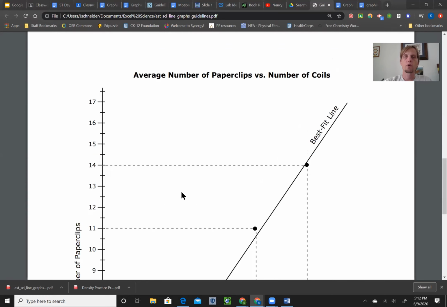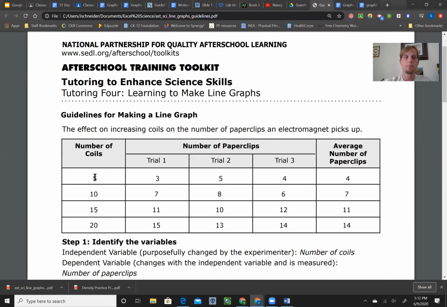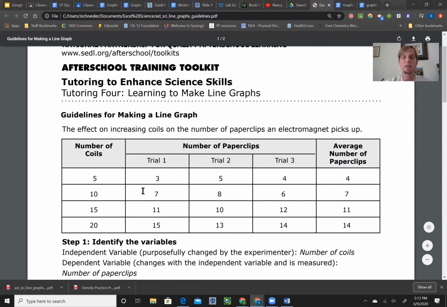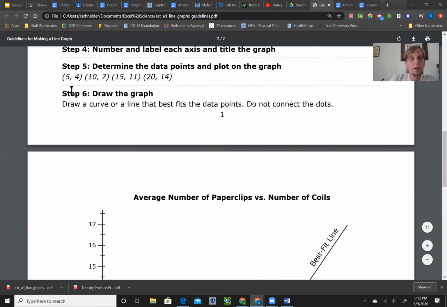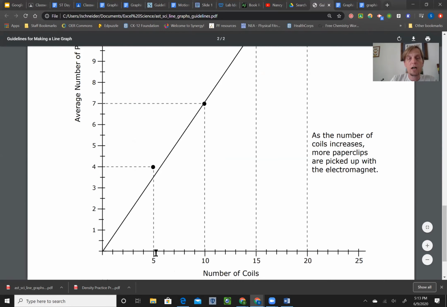So you look at your first one, your data, and it's probably best to rewrite this. And when you rewrite it, you'd write 5 and 4, 10 and 7, 15, 11, 20 and 14. And let's see, here's where they have it. Determine the data points, 5 and 4, 10 and 7, 15, 11, 20 and 14. So for the first data point, 5 and 4, we come down, we go over to the 5 and we count up to 4 and we plot our point.